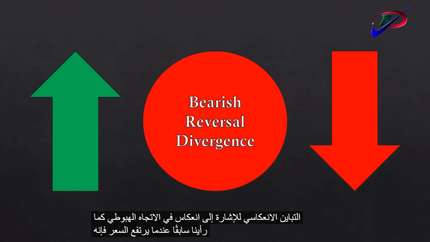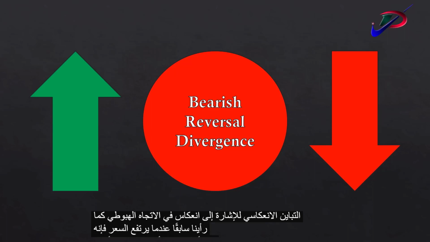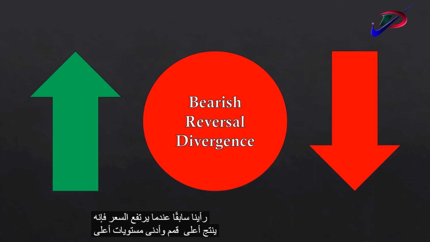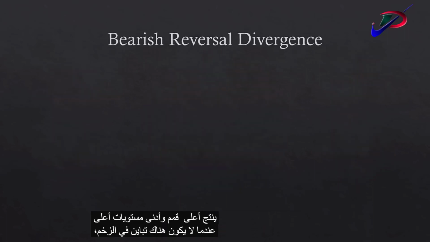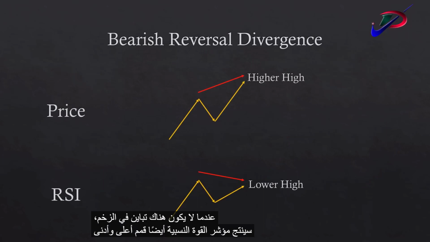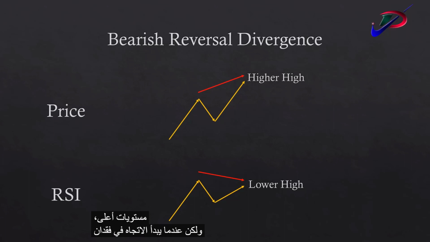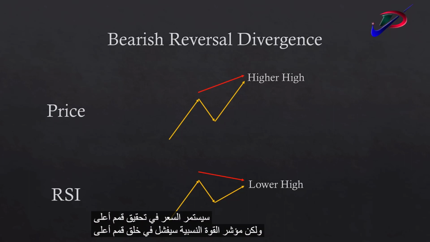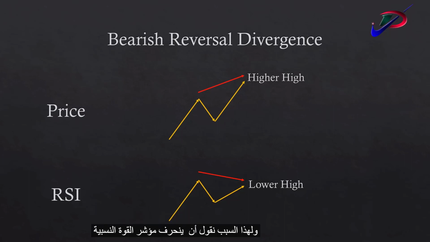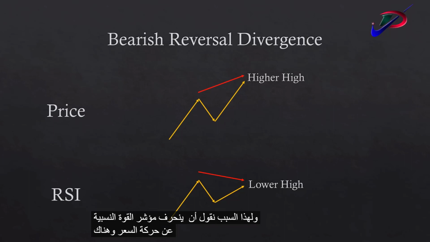As we saw earlier, when price is going up, it produces higher highs and higher lows. When there is no momentum divergence, the RSI will also produce higher highs and higher lows. However, as the trend begins to lose momentum, price will continue to make higher highs, but the RSI will fail to create higher highs. That's why we say that the RSI is divergent from price action.